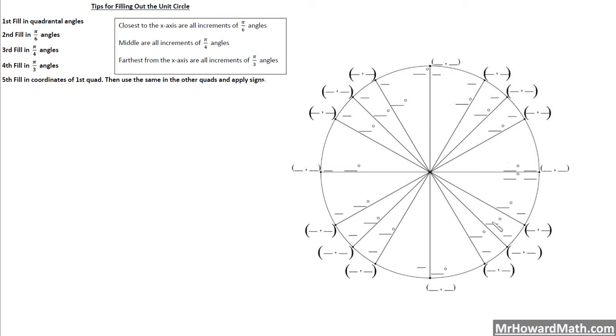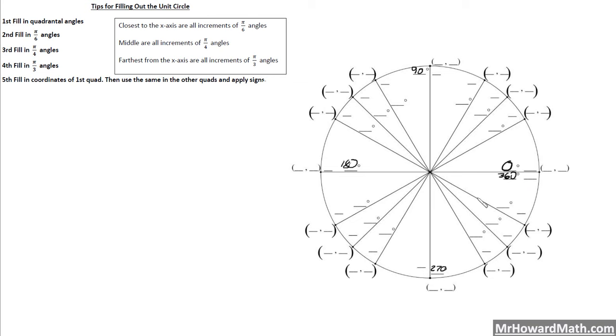So first is fill in the quadrantal angles. So we'll just do degrees first. So this would be 0 degrees. This would be 90 up here. Down here would be 180 degrees. Over here would be 270. And back all the way around would be 360.